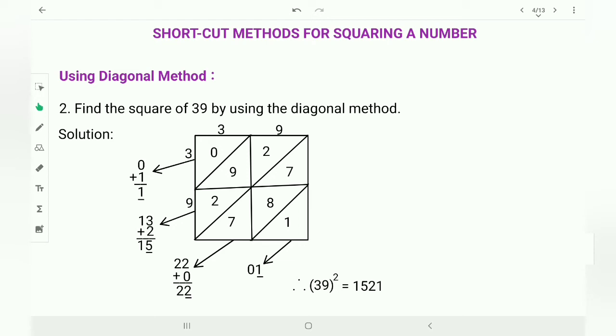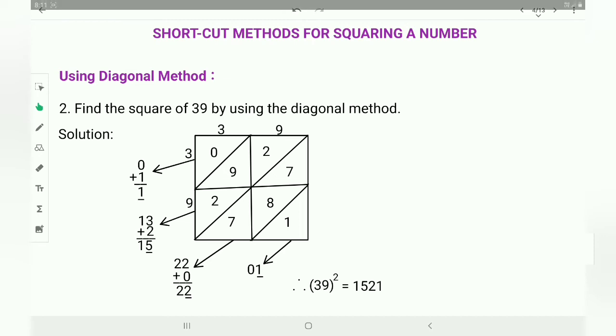So our number is 39, and the underlined digits or numbers are 1, 5, 2 and 1. You can see here I have written together 1, 5, 2, 1. So the square of 39 is equal to 1521. So like this you can use the diagonal method for calculating the square of any number. Here I have taken a 2 digits number.